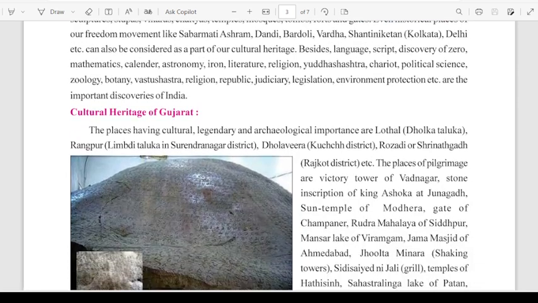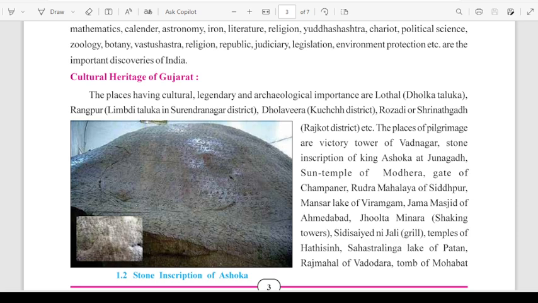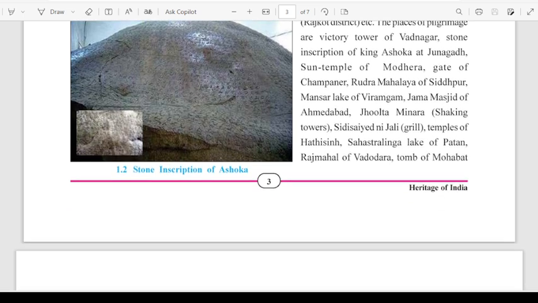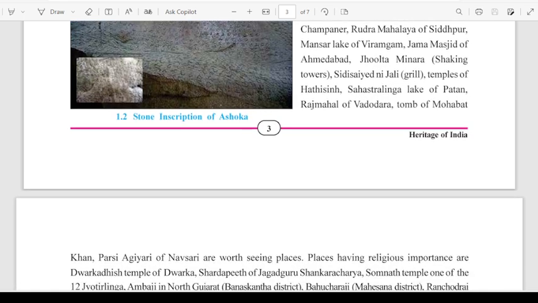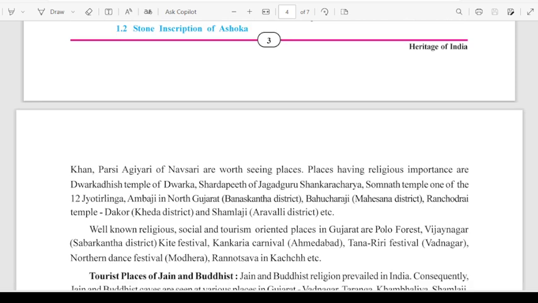Cultural heritage of Gujarat. The places having cultural, legendary, and archaeological importance are Lothal in Dholka Taluka, Rangpur in Limdi Taluka of Surendranagar district, Dholavira in Kutch district, Rojdi or Srinathgarh in Rajkot district, etc. The places of pilgrimage are the Victory Tower of Vadnagar, the stone inscription of King Ashok at Junagadh, the Sun Temple of Modhera, the Gate of Champaner, Rudra Mahalaya of Siddhpur, Mansar Lake of Viramgam, Jama Masjid of Ahmedabad, Julta Minara, Shaking Towers, Sidi Sayad's Jali Grill, Temples of Hathi Singh, Sahasralinga Lake of Patan, Raj Mahal of Vadodara, Tomb of Mohabbat Khan, and Parsi Agyari of Navsari, which are worth seeing.